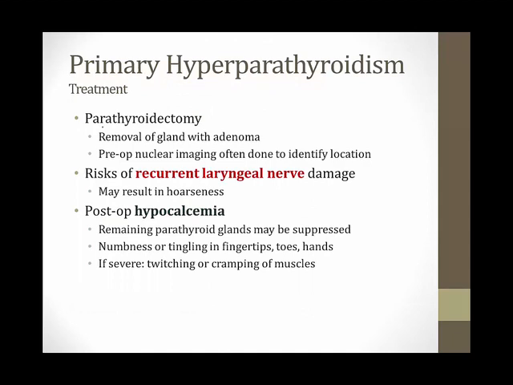The treatment for primary hyperparathyroidism is a parathyroidectomy. This is a surgical removal of the gland that contains the adenoma. You can do preoperative nuclear imaging testing to identify which gland has the adenoma, and then that is the one that is removed at surgery.